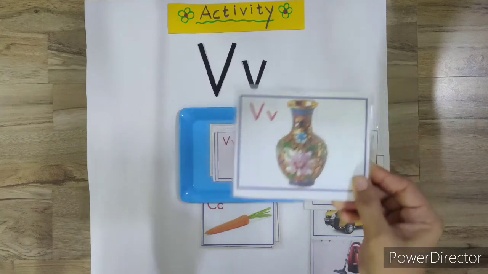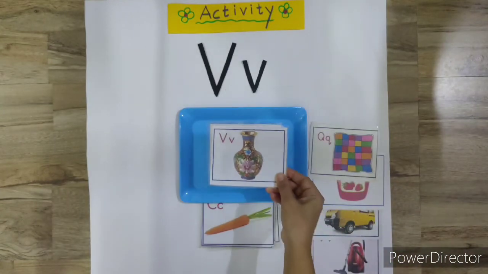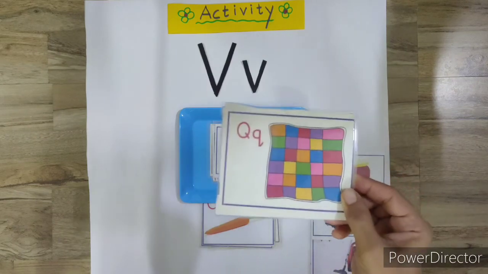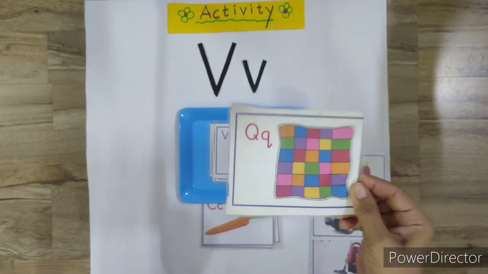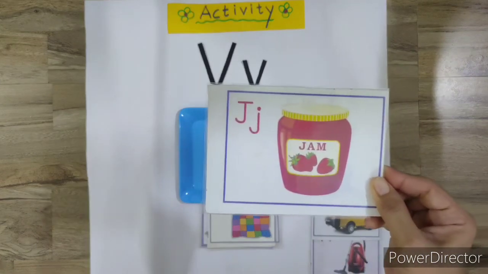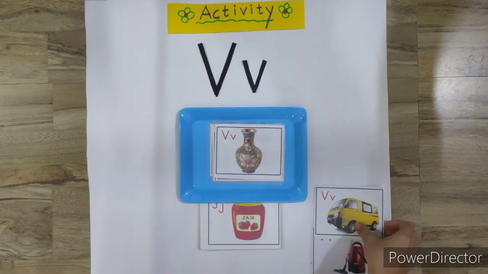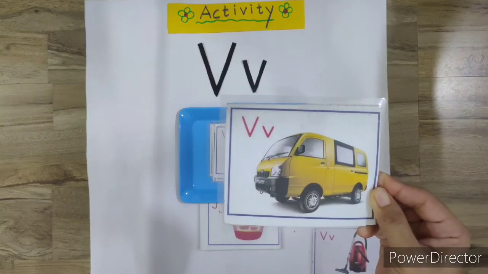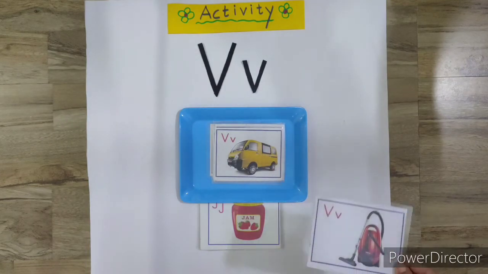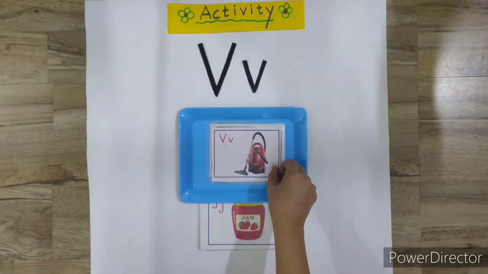This is a vase. V for vase. So we will put it in the tray. This is a quilt. It does not start with V. So let us put it here. This is a gem. It does not start with alphabet V. So we will not put it in the tray. This is a van. Van starts with alphabet V. So we will put it in the tray. This is a vacuum cleaner. It starts with V. So we will put it in the tray.